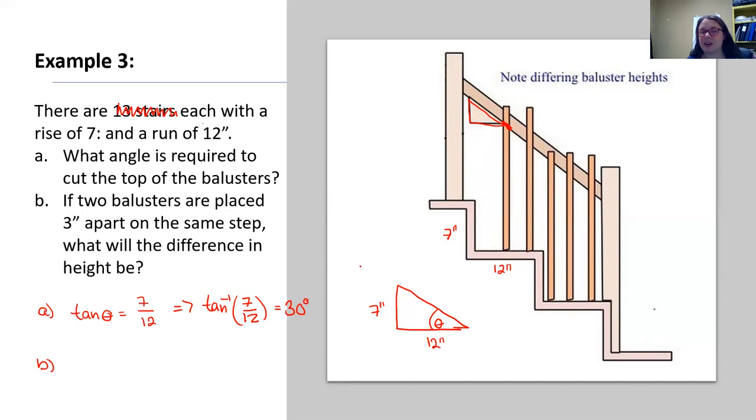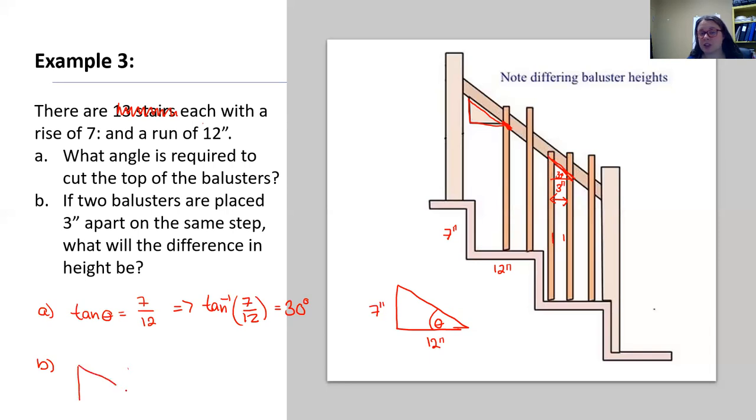B. If 2 of the balusters, so 2 of these, are 3 inches apart. Okay, there's 3 inches between them. You'll see they have different heights. I want to know what would the difference in height be if they're put 3 inches between them. So it's actually a really easy question. We know what the angle is here. We know that the angle here is 30 degrees. So we can figure out what the height difference is.